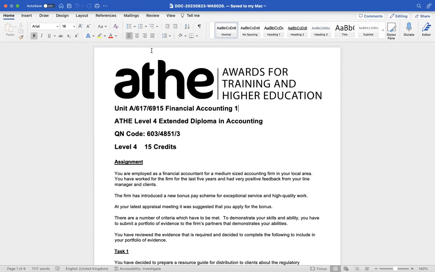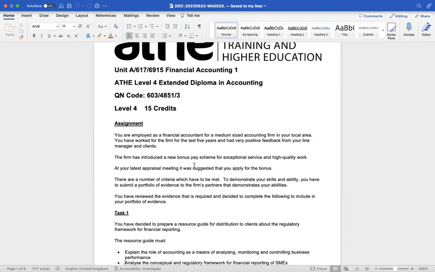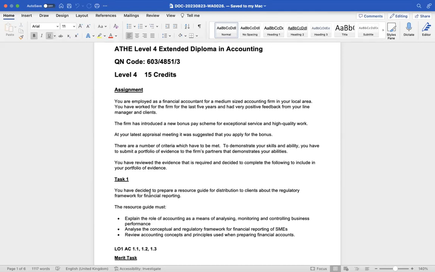Okay, today's session is basically about assignment guidance, creating a resource guide on the financial regulatory framework. There are three different tasks in your assignment. We will start with task one. Here you can see your assignment says that you have decided to prepare a resource guide for distribution to clients about the regulatory framework for financial reporting.